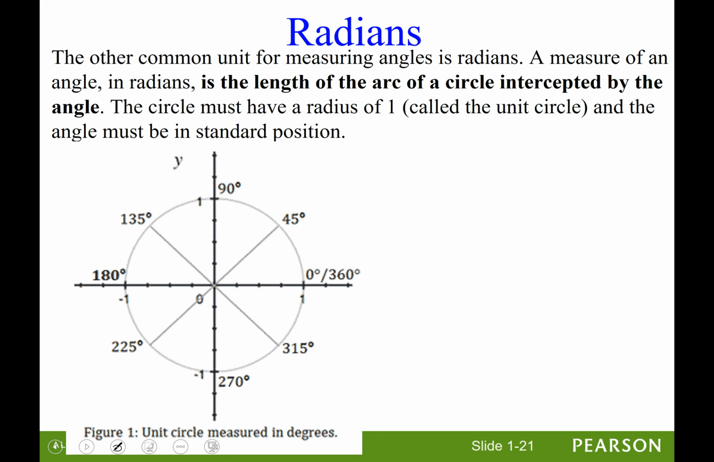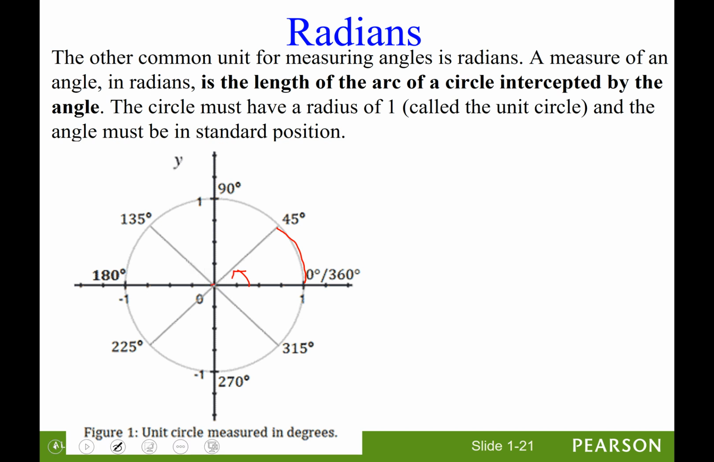When you're measuring in degrees, it's this amount that the angle opens up. And when you're measuring in radians, it's the same angle. It's just the length of this arc right there. So the length of the arc of the circle intercepted. And here's what I mean by intercepted. I'm talking about this 45-degree angle, by the way.